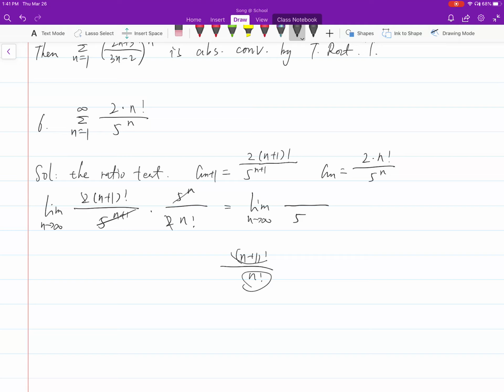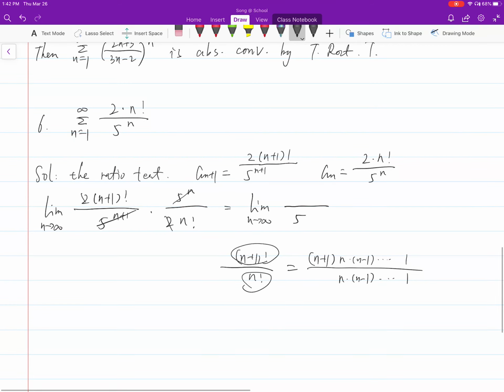Because the ratio test will just make this factorial a little bit bigger. But now, using the fact which we did several times in class, n plus 1 factorial is nothing but n plus 1 times n times n minus 1, dot dot dot, all the way to 1. n factorial is nothing but n times n minus 1, dot dot dot, all the way to 1. So if you take the ratio, a lot of the terms cancel each other. You will only have one left. That is n plus 1. So if you have factorial, you take an plus 1 divided by an, your factorial just has several more terms, and most of the terms cancel each other.